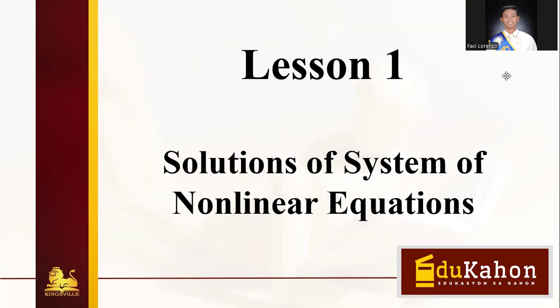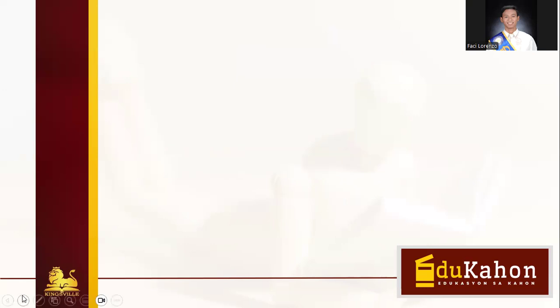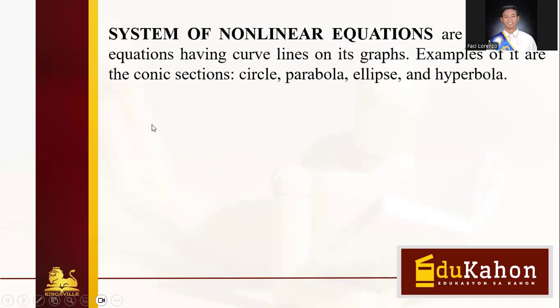What do we mean by nonlinear equations? Nonlinear equations are equations that deal with functions having a graph of curved lines. Let's dig deeper. What is the meaning of nonlinear equations? A system of nonlinear equations is two or more equations having curved lines on its graph. Examples of it are the conic sections like the circle, parabola, ellipse, and hyperbola.